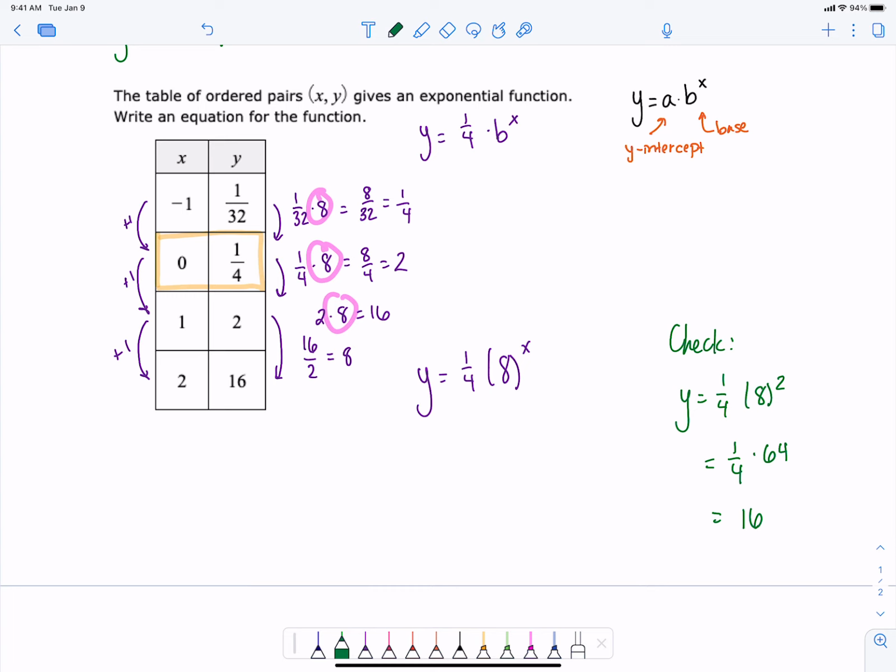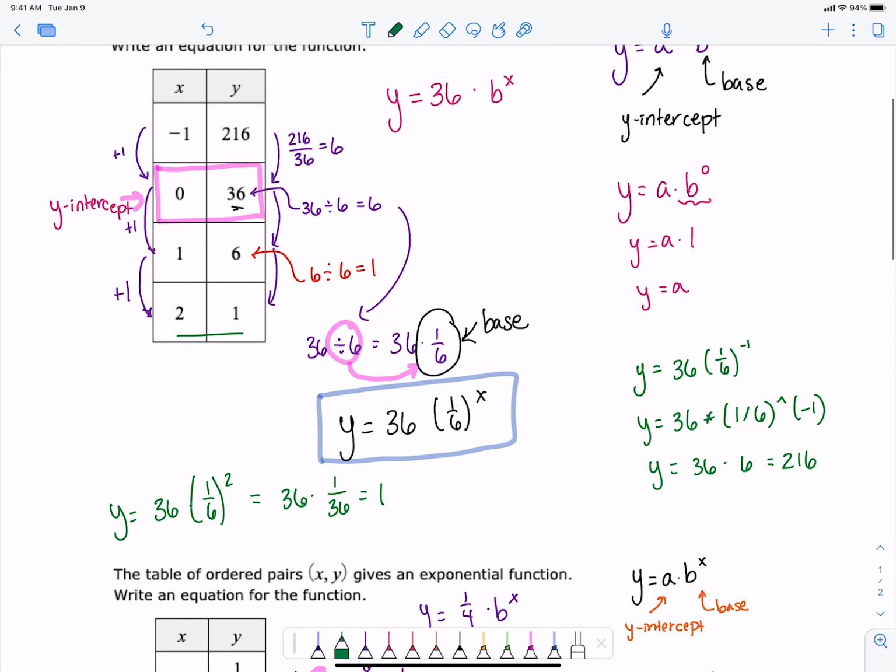But again, that y-intercept is coming from putting in 0 for x, and we get that our y value is going to be a. Then we need to figure out, again for the base, how our y values are increasing. Are they getting multiplied by a number? If they are getting multiplied by a number as we go and increase, then our base is going to be bigger than 1. If they're getting smaller, like in the one up here, decreasing every time, that means they're getting divided by a number or multiplied by a fraction that's less than 1.